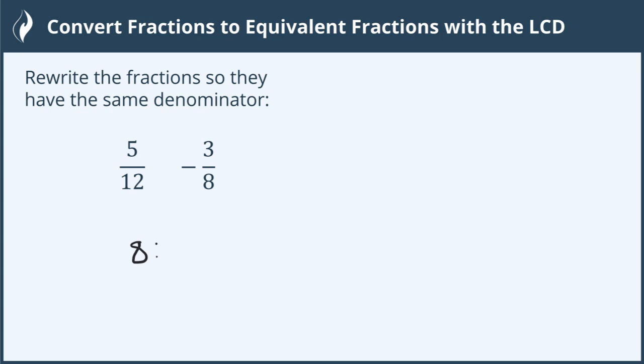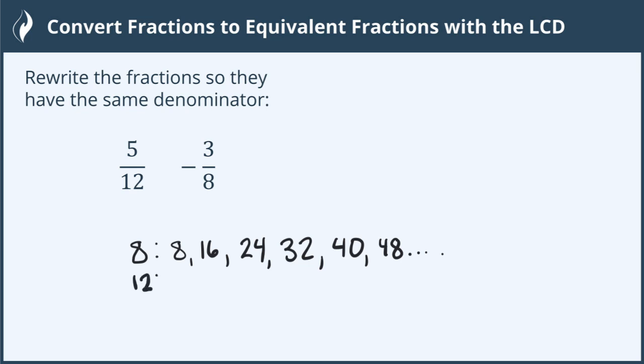So I'm going to start with 8. 8 times 1 is 8. 8 times 2 is 16. 8 times 3 is 24. 8 times 4 is 32. 8 times 5 is 40. 8 times 6 is 48. And we can go so on and so forth, but I think that's sufficient. So we're going to move on to the denominator of 12 and list the multiples of 12.